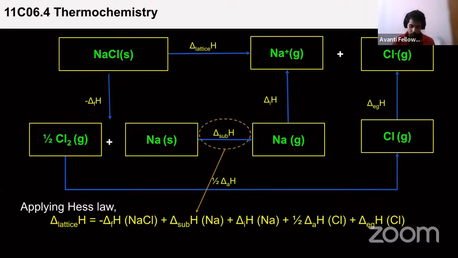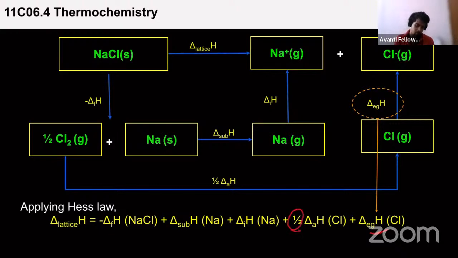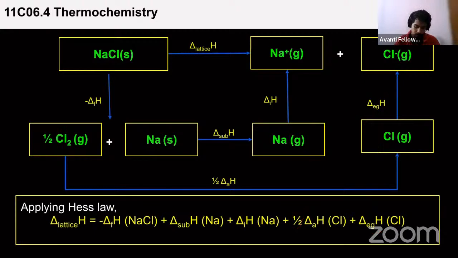Nothing but sublimation enthalpy of sodium and ionization enthalpy of sodium. Afterwards, we'll be adding atomization enthalpy of chlorine gas and electron gain enthalpy of chlorine gas. Why did we take half here? As we are calculating for half a mole only. Now, if it is for 1 mole, we'll directly take the atomization enthalpy itself. So you need to see how many moles. Generally, we calculate these enthalpies for 1 mole only, as per definition.